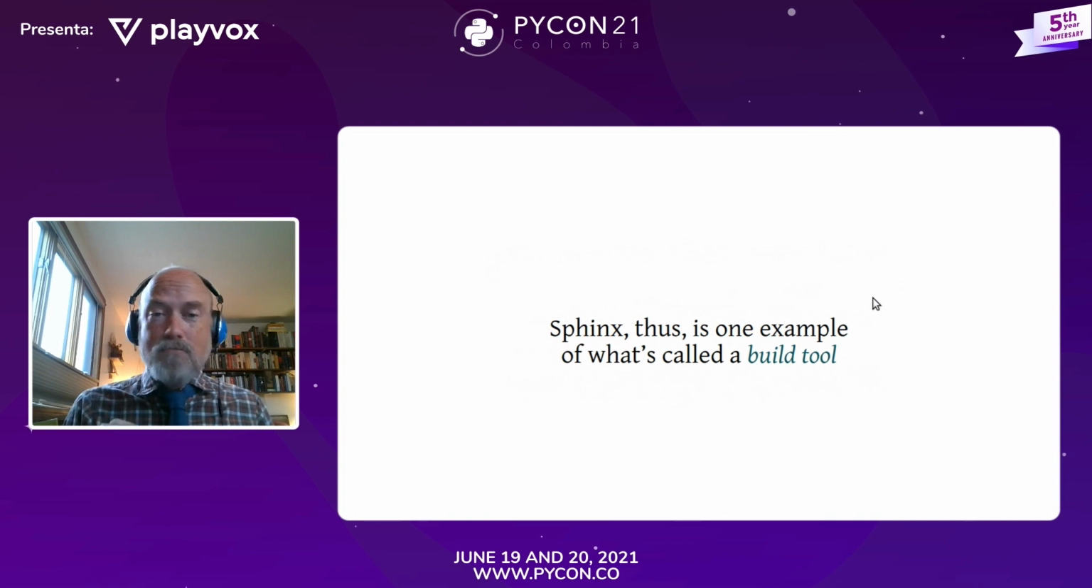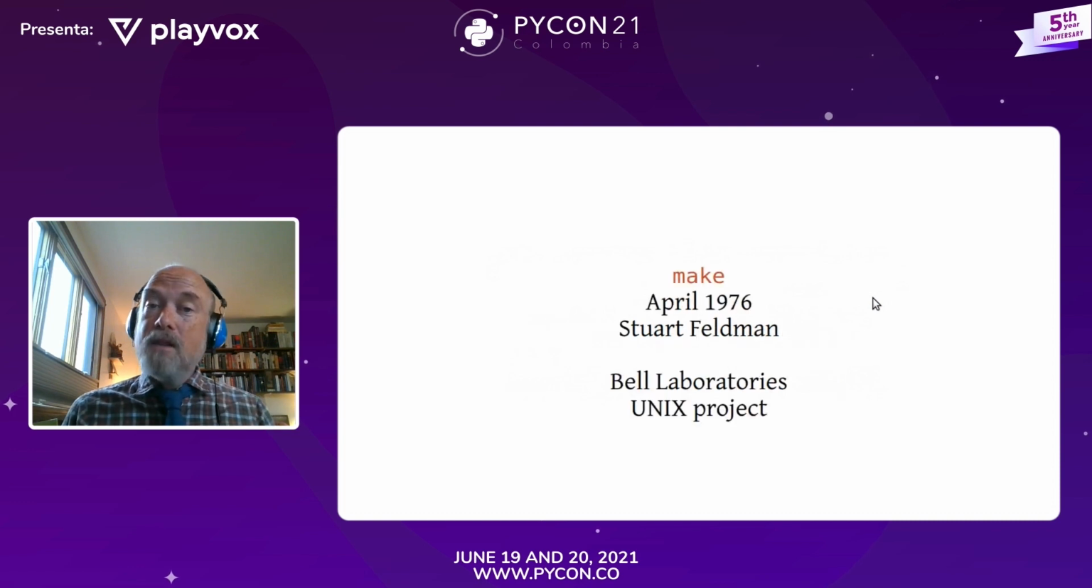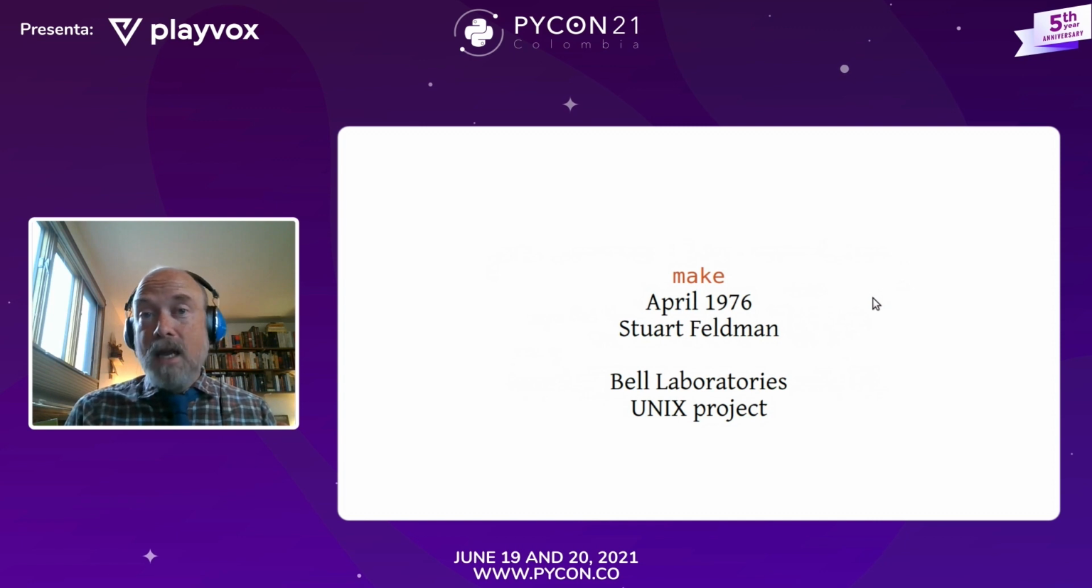Sphinx, thus, is one example of what's called a build tool. Build tools have a long and august history. The very first one was called Make, or the first general purpose one. It later won an ACM award. It was written back in 1976 by someone involved at Bell Laboratories on the Unix project that was making so many of the technologies that we take for granted today.